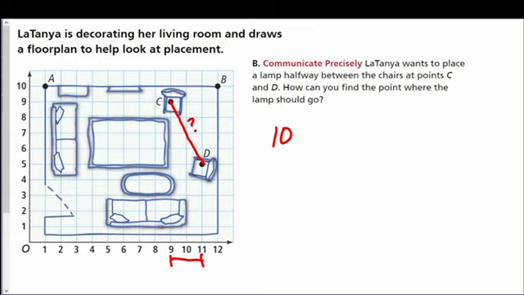And we could find half of the vertical distance between C and D. C is at 9 and D is at 5. Halfway between 9 and 5 would be 7. So we could find the halfway point by finding half of the horizontal distance and half of the vertical distance and putting those two together to find 10, 7, which would be halfway between C and D.